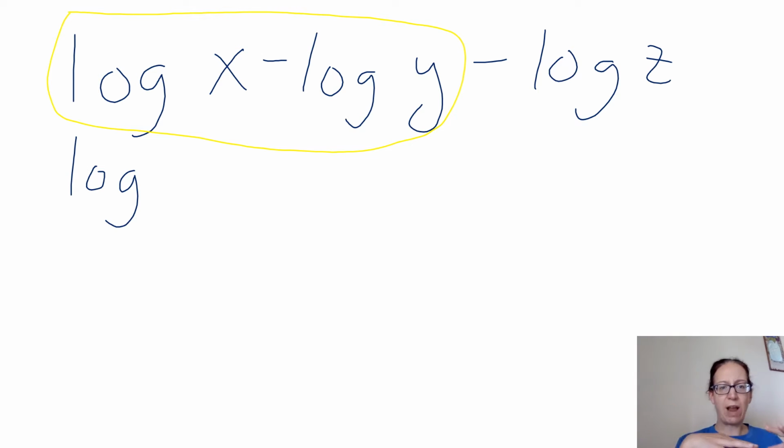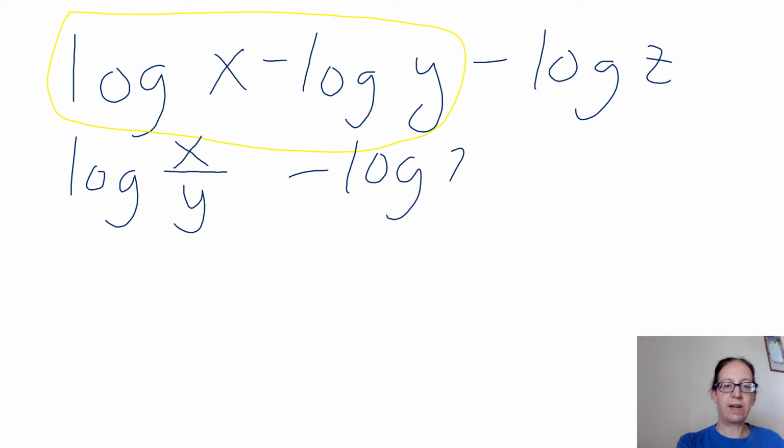And so when you're subtracting two logs, you divide the arguments. So we'd have the argument of the first one, which is x, divided by the argument of the second one, which is y. So we have log of x over y. And then this part over here, the minus log z, we'll just bring that down.